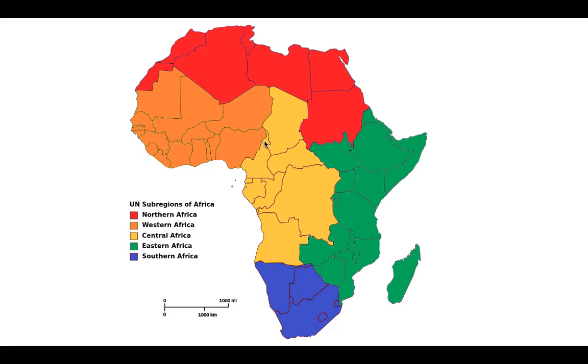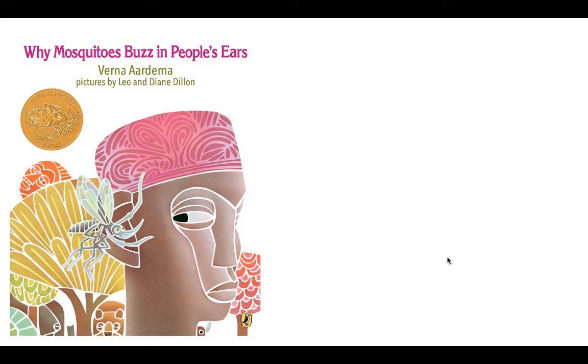So friends, when we talk about a place in the story, what's that called? I hope you can hear me at home. But it's called the setting, right? So our setting is going to be in Western Africa, where the story takes place. This, my friends, is the front cover to our new story. It says, Why Mosquitoes Buzz in People's Ears by Verna Aardema. Pictures by Leo and Diane Dillon.